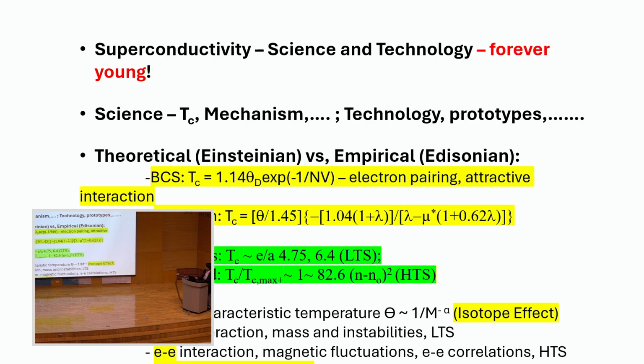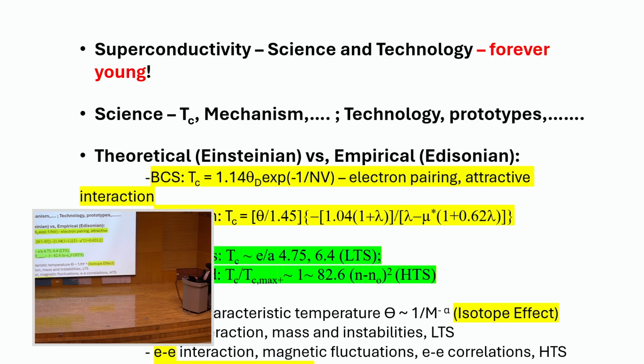So in terms of science, people are looking into the Tc and the mechanism of superconductivity, and technology prototypes you can build, including many of the modern things. And to explain how you find them and what the approaches are toward this superconducting science and technology, basically there are two approaches. One is the theoretical approach, which people call the Einsteinian approach, and the other is the empirical approach, the Edisonian approach.